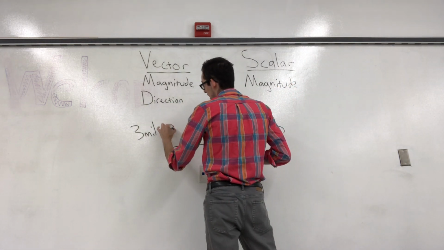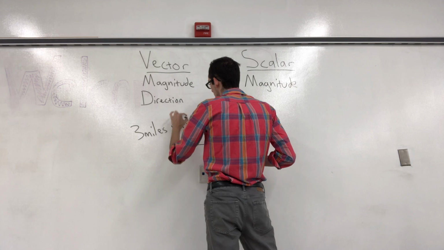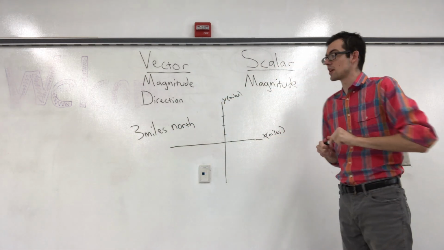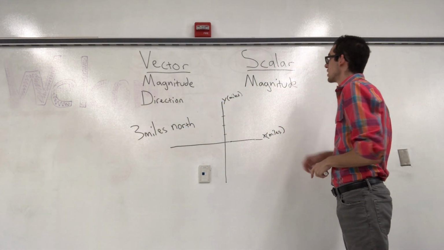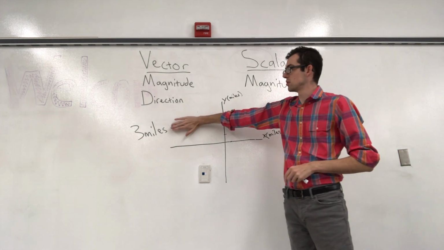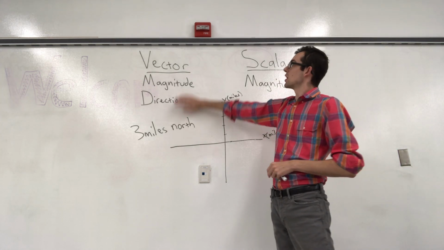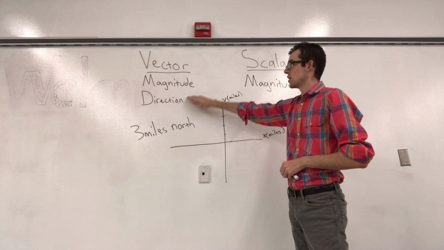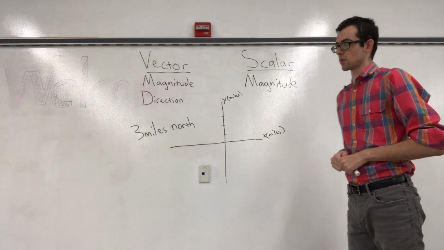So if I say 3 miles north, then it becomes a vector instead of a scalar. A scalar value only has magnitude, something like 3 miles. A vector value has magnitude and direction, so 3 miles north.